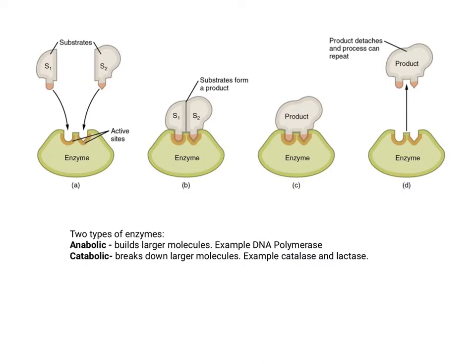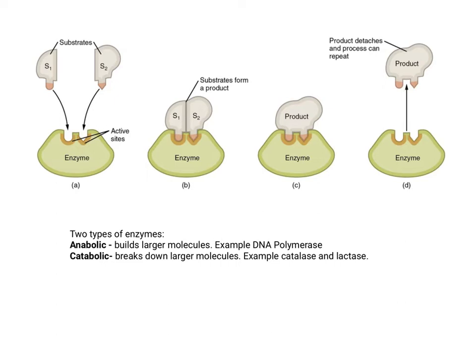Remember when we talked about them, I said that there were two types. One is anabolic. Anabolic enzymes build larger molecules. An example of that is DNA polymerase. The other type is a catabolic enzyme, and catabolic enzymes break down larger molecules into smaller molecules. The way I remember that is cats being destructive, like to break things down or break things up. So catabolic enzymes break larger molecules into smaller pieces, and for anabolic, just think of an anvil: they take smaller pieces and build larger molecules.